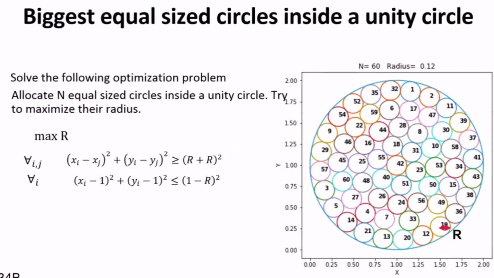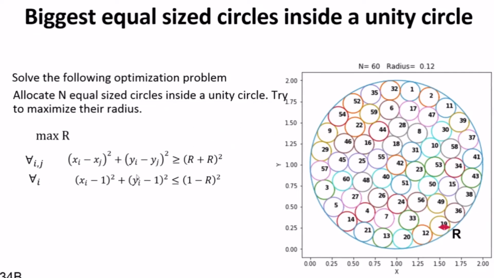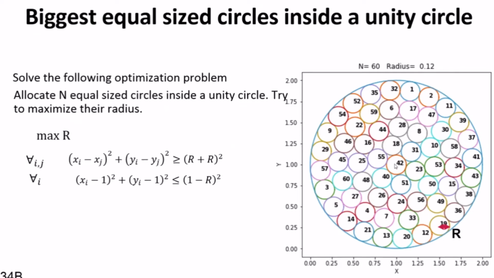The condition for this specific optimization problem is that no two circles have any overlap with each other, and they are all inside the big circle. The first inequality is telling us they are not overlapping. The second one is making sure that they are all inside the big circle, and the center of that big circle is located at the point (1, 1), for simplicity.